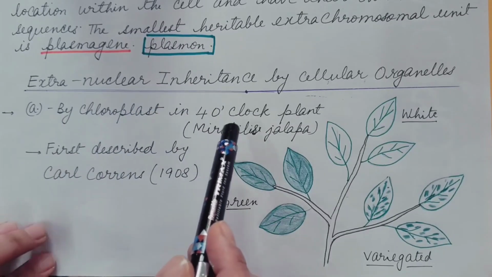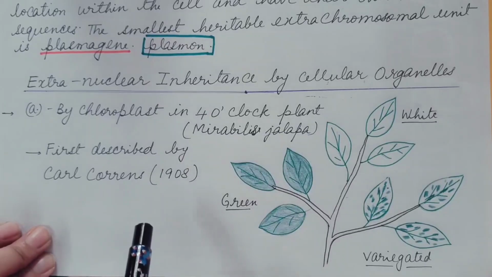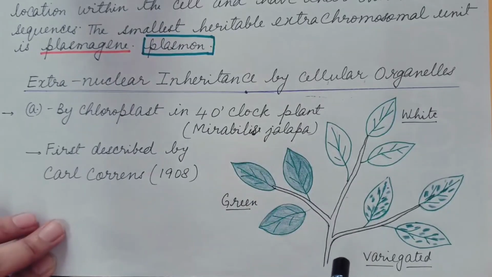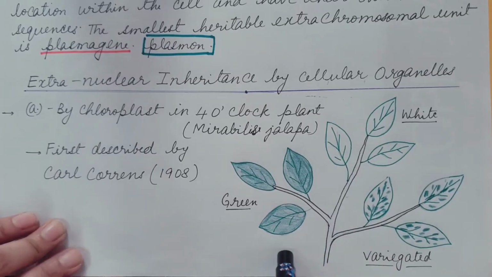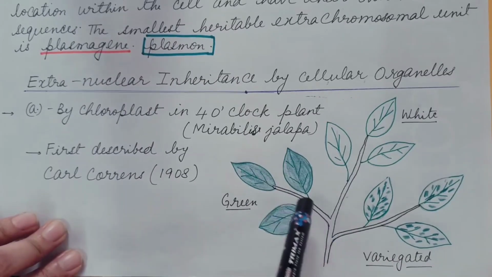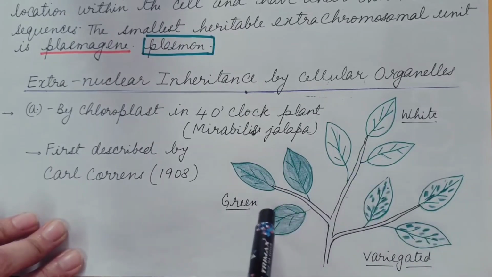And he did an experiment in the four o'clock plant, scientific name Mirabilis jalapa. He studied the variegated variety of Mirabilis jalapa. In the different branches, different types of leaves are present.